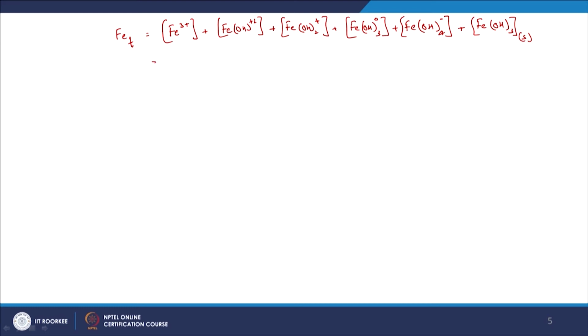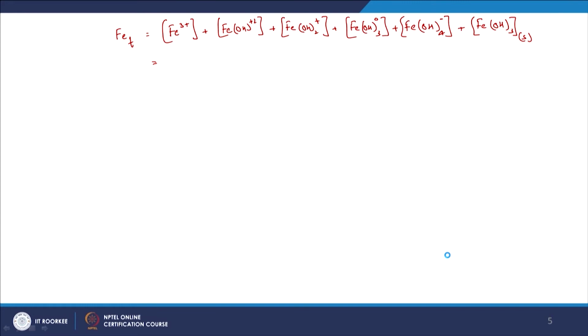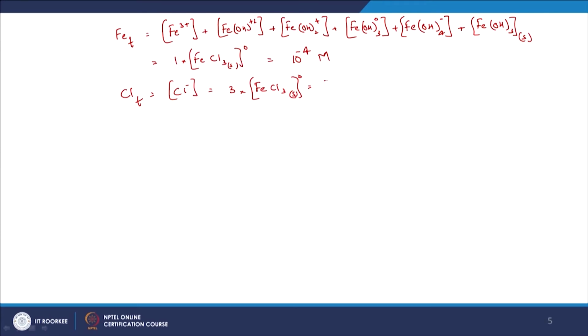So this is it, and what is this equal to? That is equal to 1 times FeCl3 naught, as in what we are putting in initially, that as you know is equal to 10 power minus 4 molar, right. So same case, I can write Cl total, it is just equal to Cl minus concentration, that is equal to 3 times FeCl3 that I am putting in initially. Because it is 3 times FeCl3, right. That is equal to 3 into 10 power minus 4 molar, right.